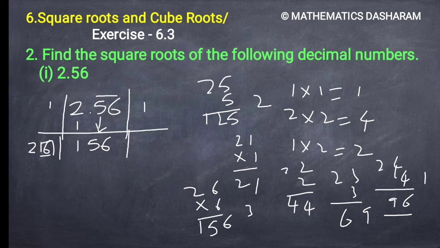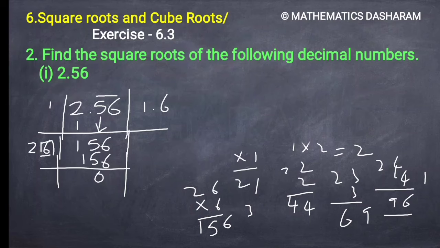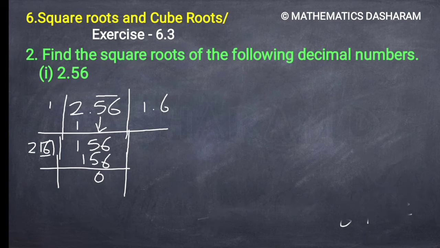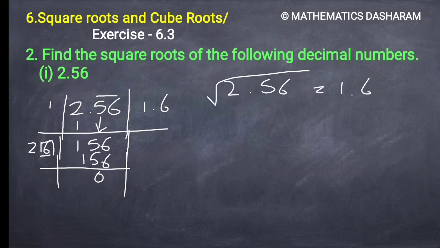So 6 is suitable, and since we already selected this 56 from the decimal part, you will get the decimal point in the quotient. Here the suitable digit is 6, so 26 into 6 is 156. So then the remainder is 0. So the square root of the given number, under root 2.56, equals 1.6.